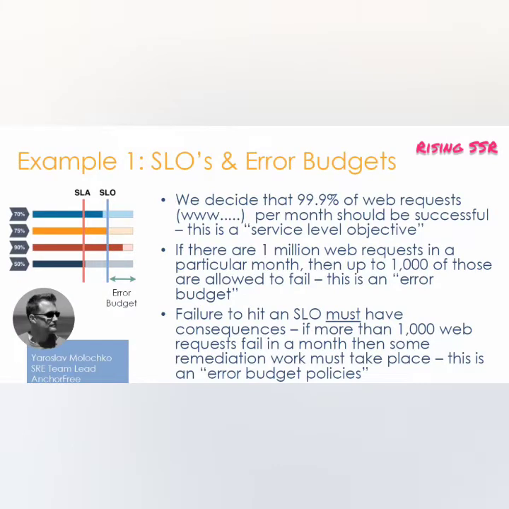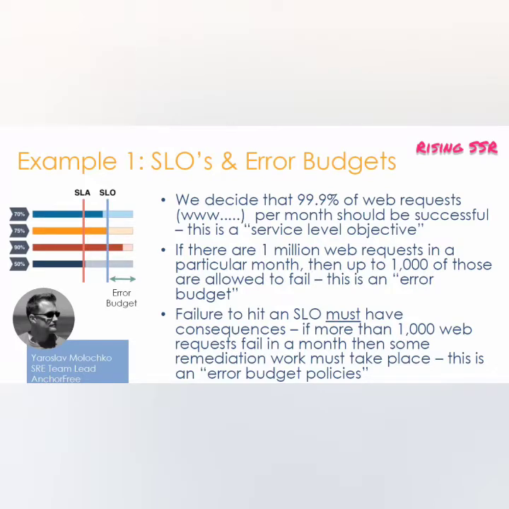So for an example of a service level objective, in the example that you can see in front of your screen, this is about the availability of web requests. 99.9% of web requests to www.xyz.com per month should be successful. So when we say that 99.9% of web requests in a month should be successful, this is a service level objective.